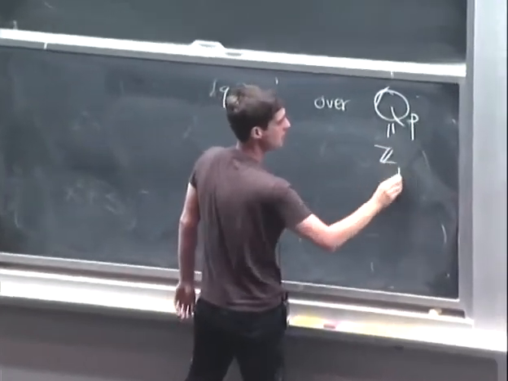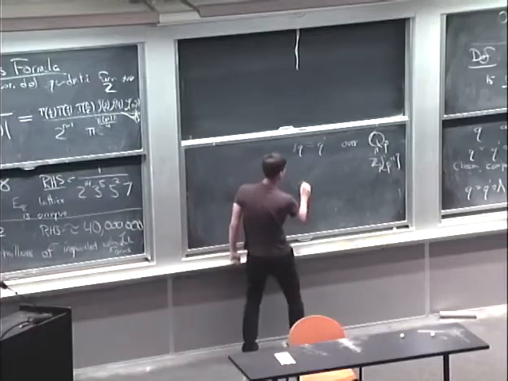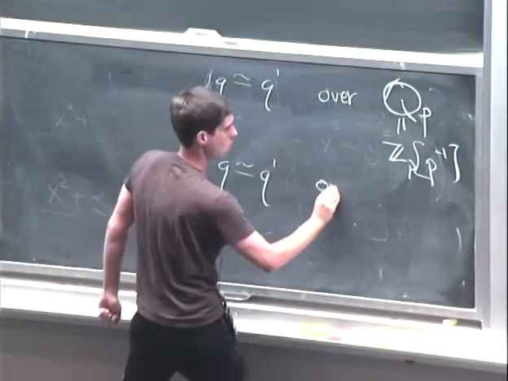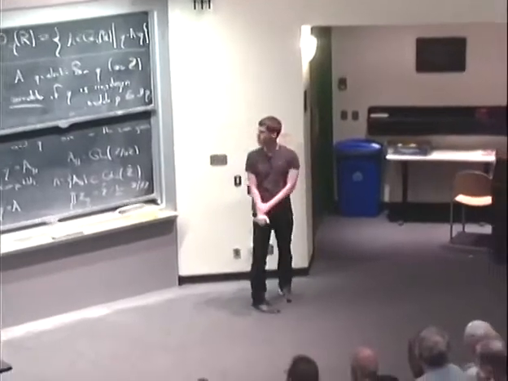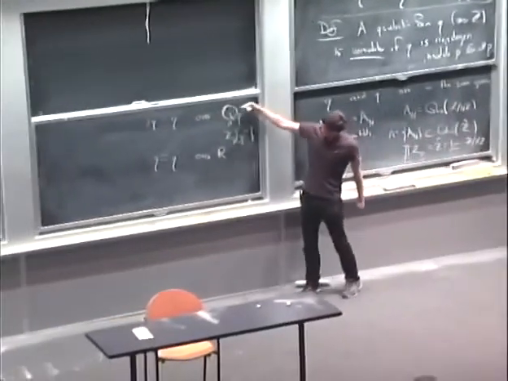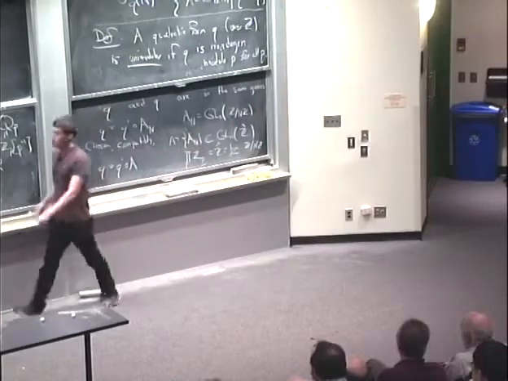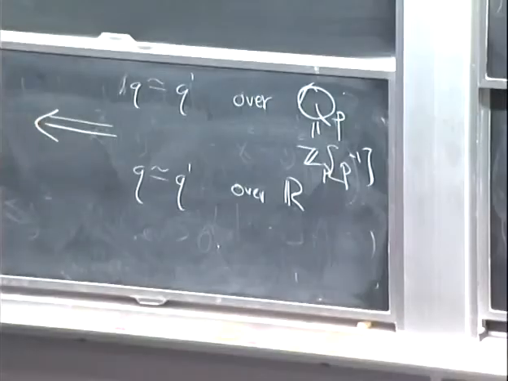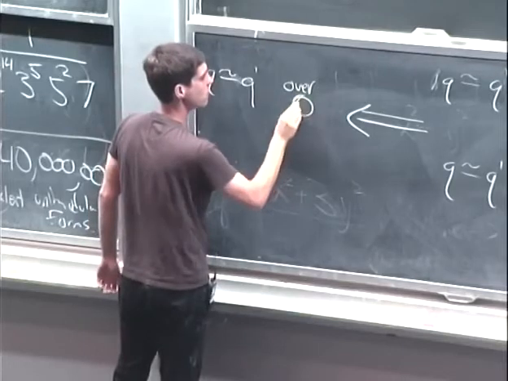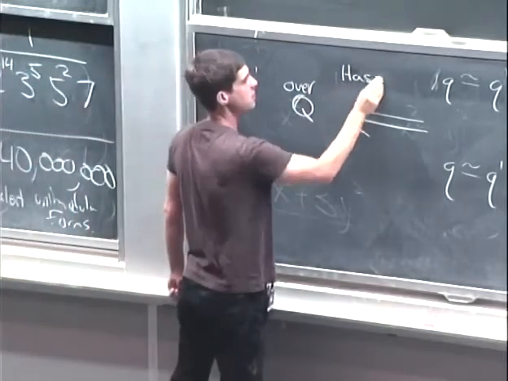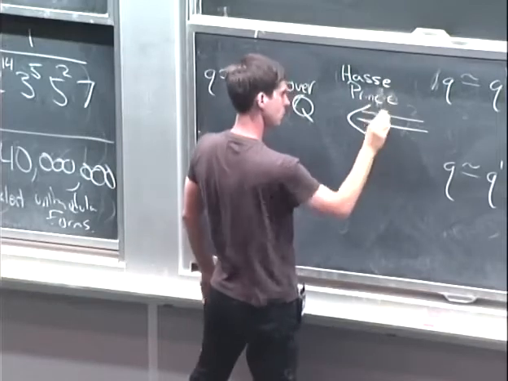So here, the p-adic rationals means the p-adic integers adjoin p inverse. And also, Q and Q prime are equivalent over the real numbers, because I said from the beginning that I only wanted to consider positive definite quadratic forms. So the p-adic rationals and the real numbers, these are all the different completions of the field of rational numbers. And a non-trivial theorem tells you that these two conditions together imply that Q and Q prime are equivalent to one another over the field of rational numbers. So this implication, definitely not obvious. This is the Hasse principle for quadratic forms.